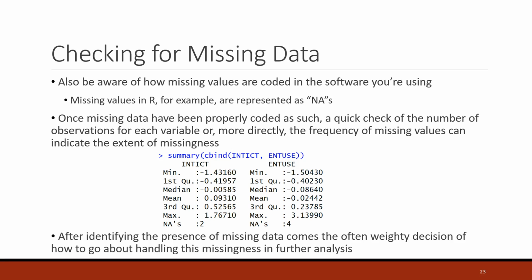So continuing with our 2 example variables we've been working with, here they have been coded as NAs, and we can see from this little summary that we have 2 missing observations for the interest variable, and 4 missing observations for the use for leisure variable. Then after you've identified the presence of missing data comes the often weighty, complex, sometimes controversial decision of how to go about handling this missingness in further analysis. But once you know you have missing data, it's important to think about what you're going to do with it as you proceed.